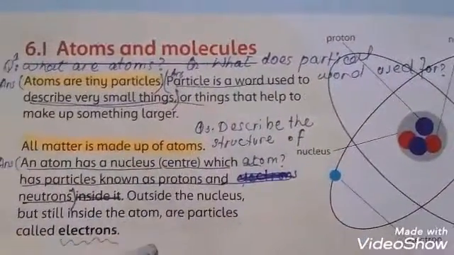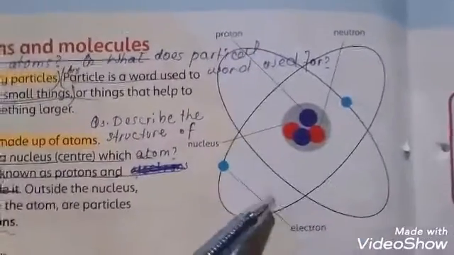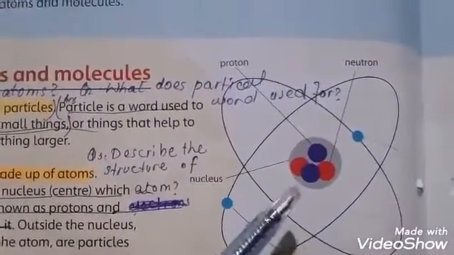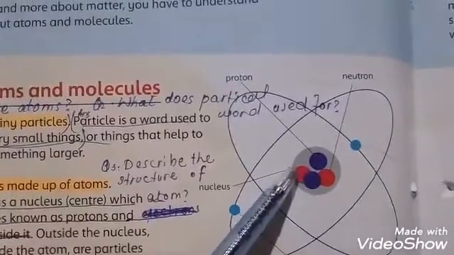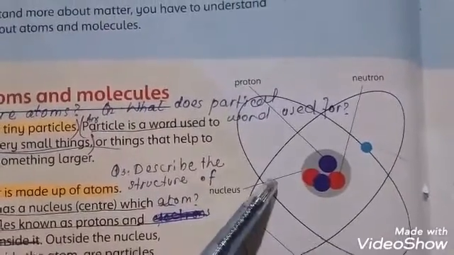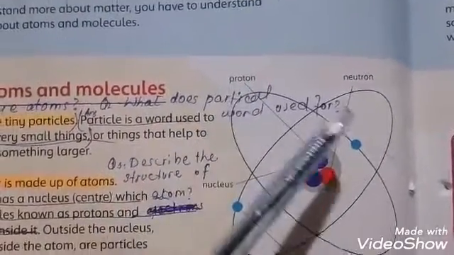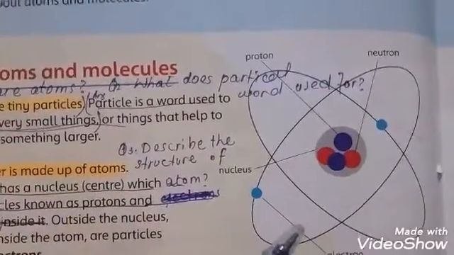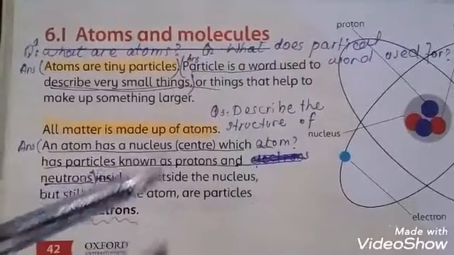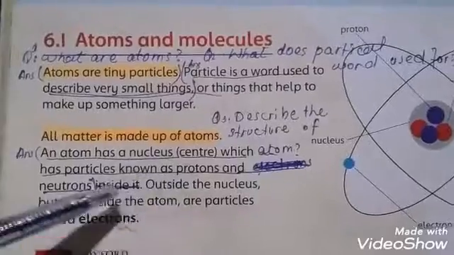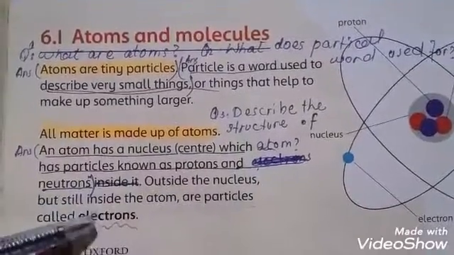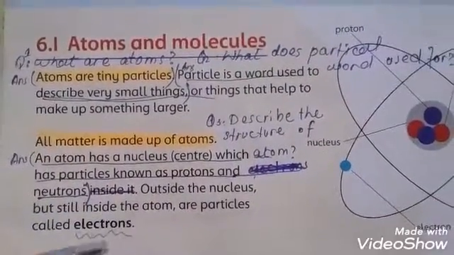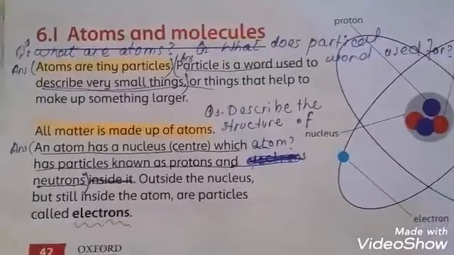Next, describe the structure of atom. Here in this figure you can see that an atom has a nucleus in the center, this is the nucleus, and it contains two particles, proton and neutron, and electrons revolve around the atom. So the question is, describe the structure of atom. An atom has a nucleus which has particles known as proton, neutron and electron.